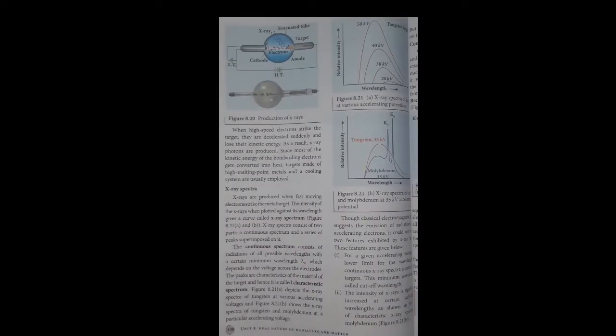Production of X-rays. A discharge tube is used to produce X-rays, as shown in figure 8.20. F is a tungsten filament heated by a battery. As a result, electrons are emitted by thermionic emission. A high voltage is applied between F and the anode plate, and the electrons are accelerated to high speeds.